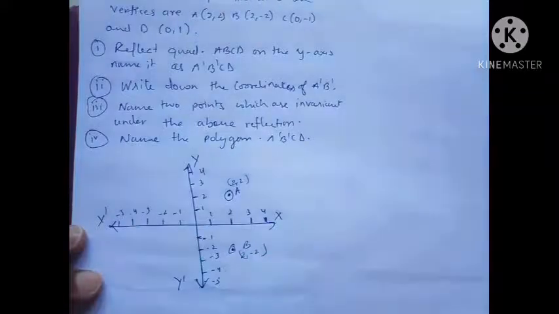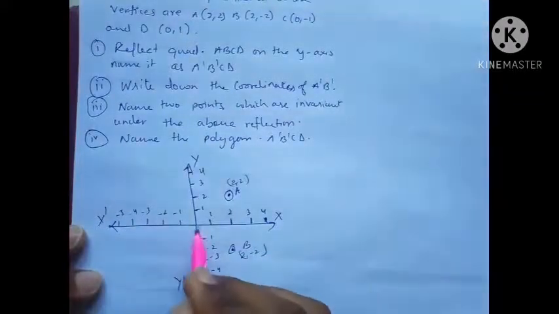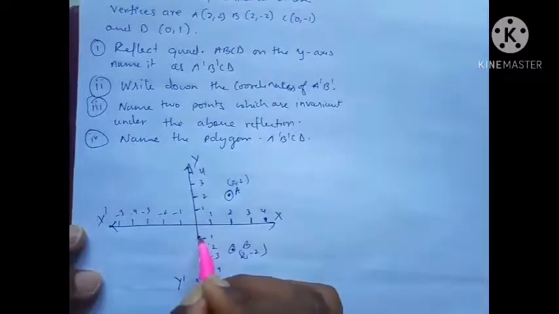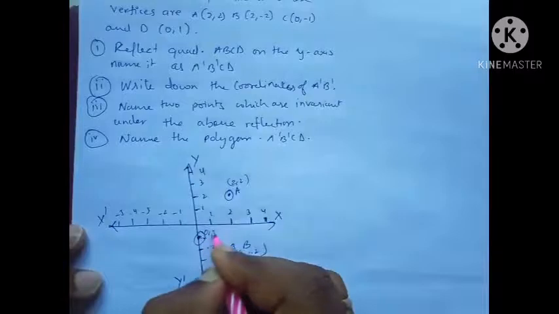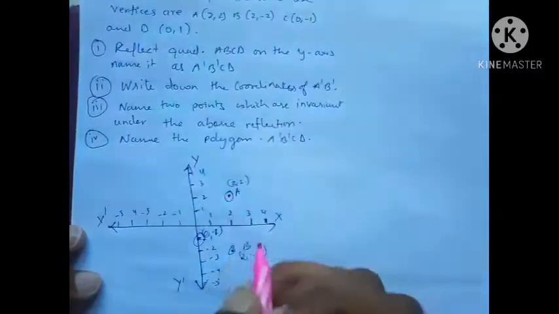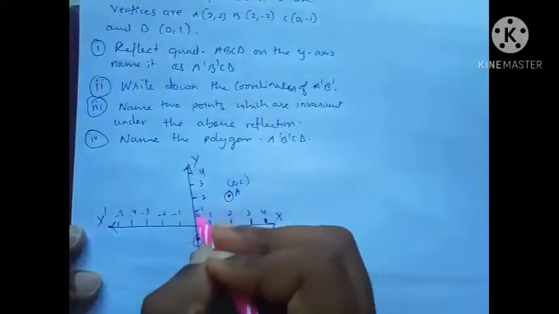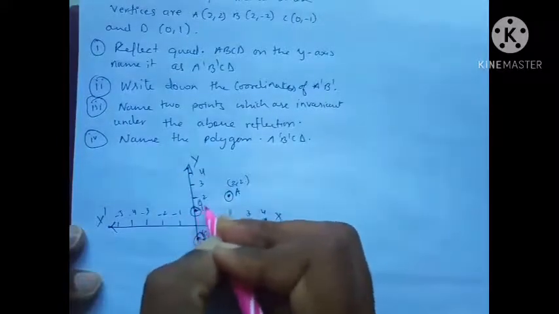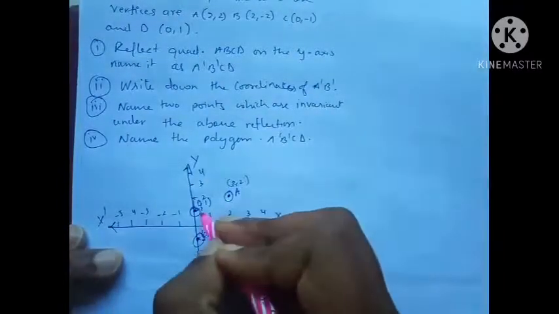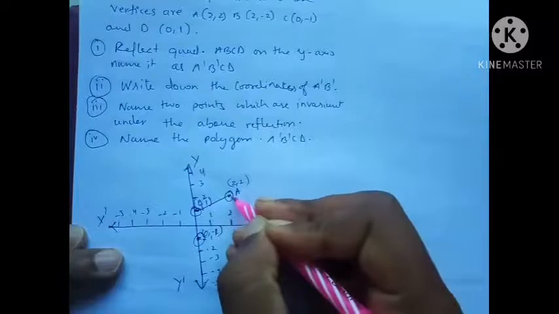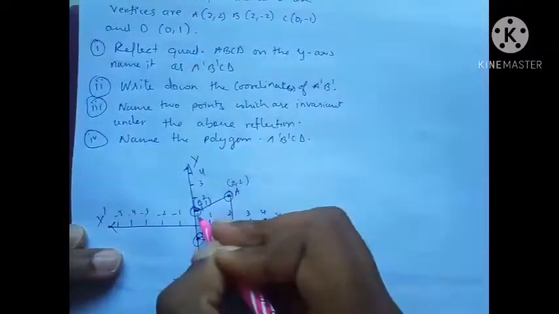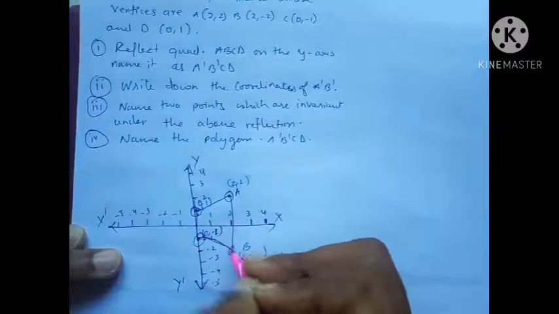Where is C going to be? 0 comma minus 1. Where is x 0? Here, and where is y minus 1? Yeah, this is C, 0 comma minus 1. Okay, and D is 0 comma 1. 0 comma 1 is D. Okay, so if I join this, this is a quadrilateral. Can you guys see?